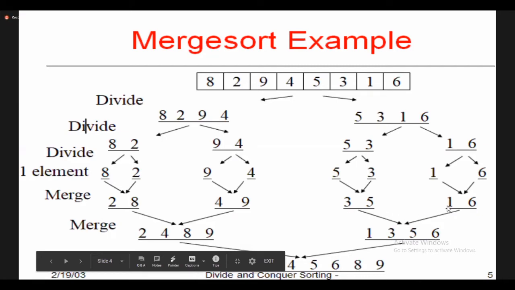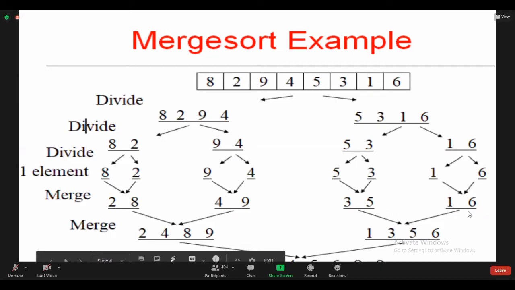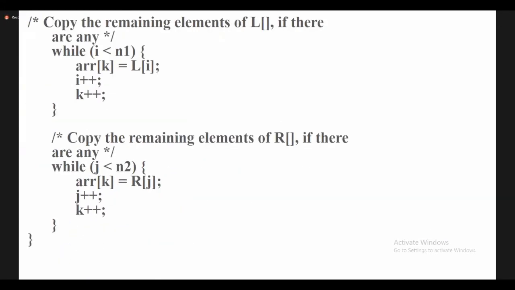So compare 3 and 6. 3 is less than 6, so 3 is placed here. Next, control is increased by 1: 5 and 6. 5 is less than 6, so 5 goes here. So in list 1 all are completed, and 6 directly moves here. Okay, this is the merge sort process. See one more example clearly.